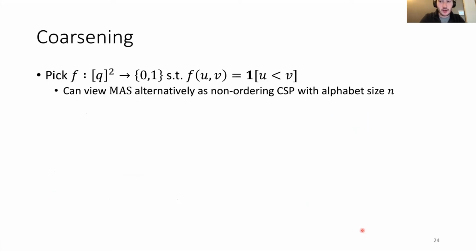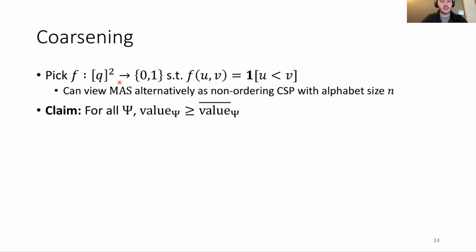So now I'm going to tell you how we define this f function in order to make these properties on the previous slide hold. We're going to pick f, and remember the alphabet size q is large, to take two inputs u and v and simply be the indicator for u being less than v. The high-level intuition for why this might make sense as a choice is that we can essentially view MAS as a non-ordering CSP of this form, except that the alphabet size is now n instead of q. So our entire result can be viewed as an alphabet size reduction from a linearly sized alphabet to a constant size alphabet, for a sufficiently large constant.